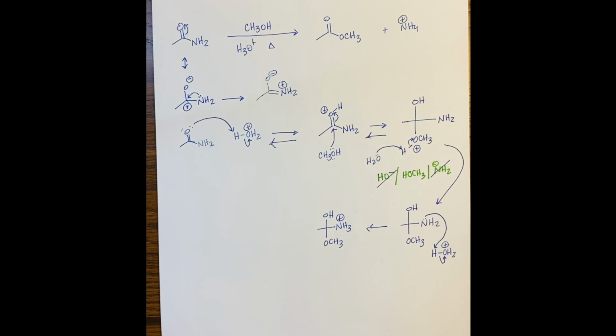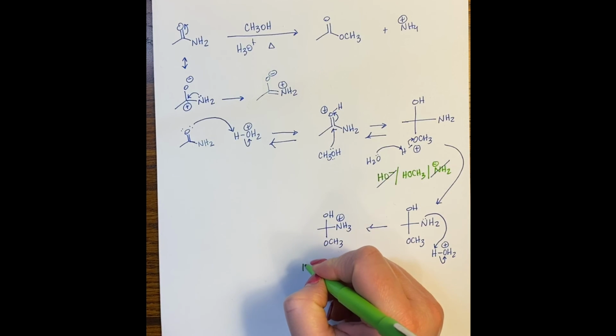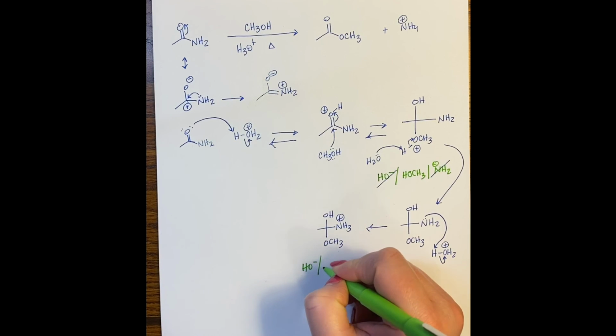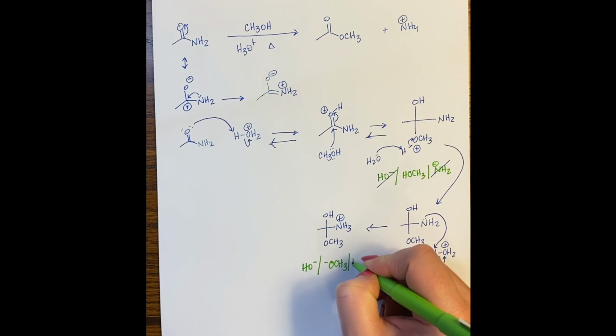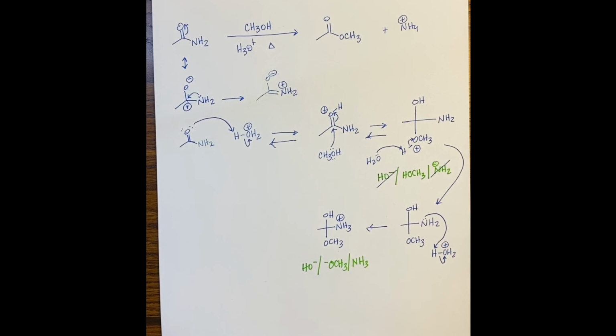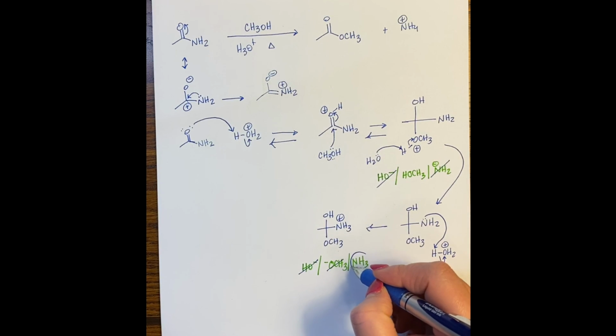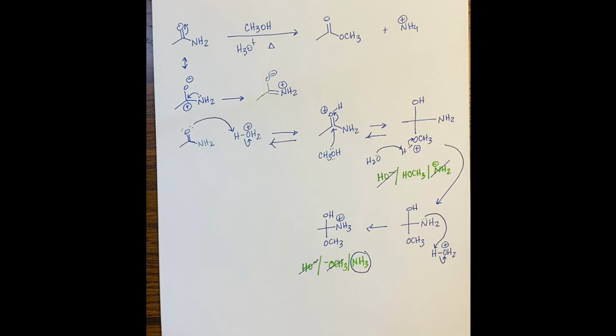So now from this tetrahedral intermediate, my leaving group choices are hydroxide, methoxide, or ammonia, NH3. And as we've said, under the conditions of this reaction, hydroxide will never act as a leaving group. Methoxide will never act as a leaving group. So now ammonia is my best leaving group, and that's exactly the group that I need to leave from the tetrahedral intermediate.